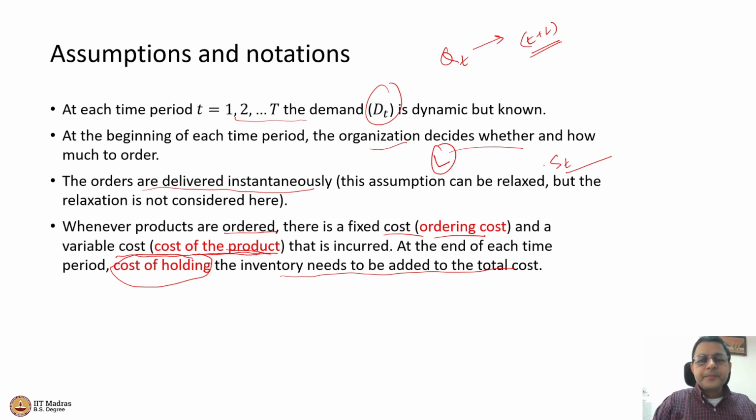So if I order too much, I will have to incur a cost of holding. If I order too little, I will keep incurring the cost of ordering every time, because every time I place the order, there is that fixed cost that I will have to pay. Okay, what are the notations to be used?